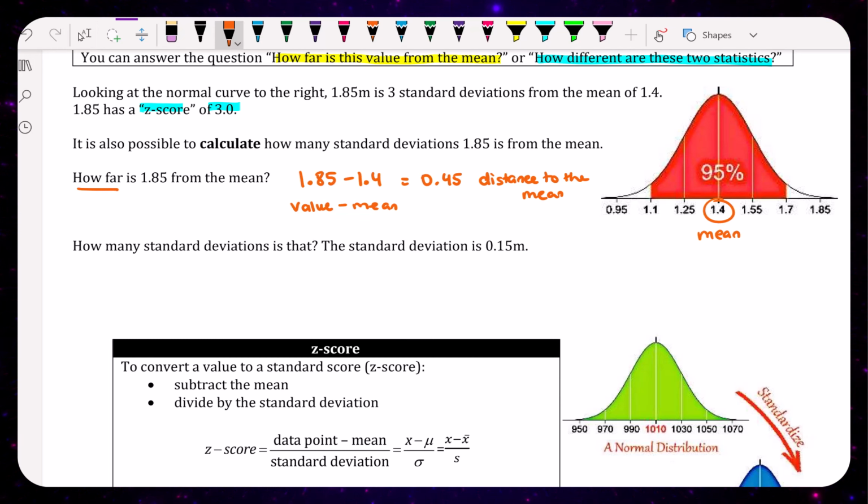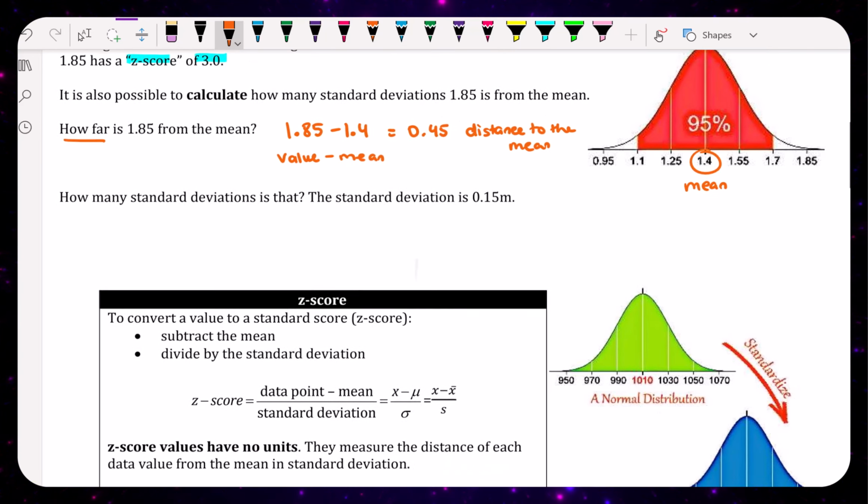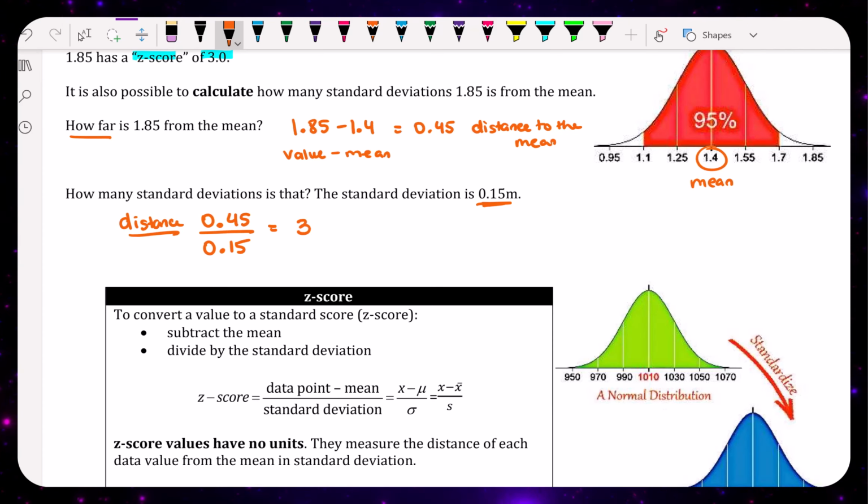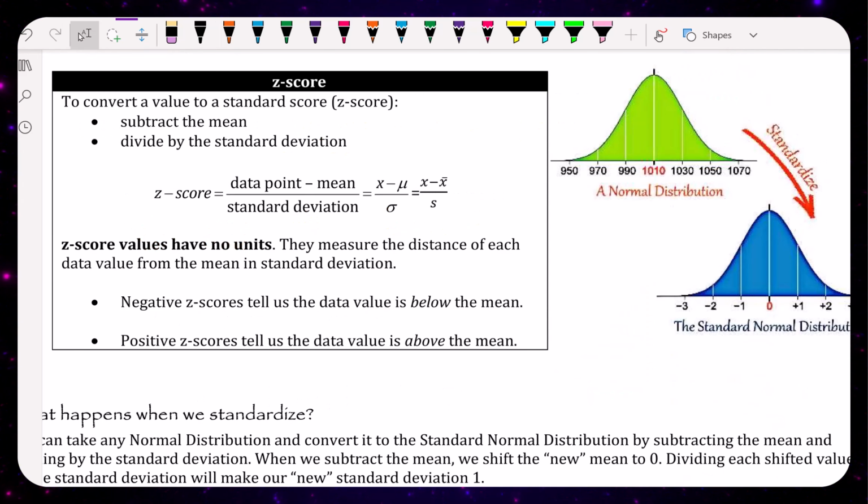Okay, one more step. How many standard deviations is that? So if you want to figure out how many standard deviations it is, mathematically, you're going to take the distance from the mean, and we're going to divide it by the standard deviation. And the standard deviation, they tell you right here, is 0.15. So if you type that in your calculator, that is exactly 3. So basically what it is, you've got the distance divided by your standard deviation. So that is going to be 3, and that's how you get a z-score of 3. And if it's positive, it's going to be above the mean, and if it's negative, it's going to be below the mean. Okay, so let's talk formulas.